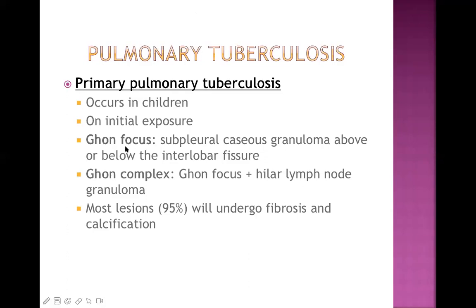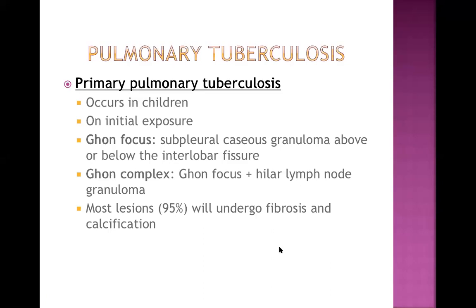The hallmarks of primary pulmonary tuberculosis are known as Ghon focus or Ghon complex. Now, Ghon focus is a subpleural caseous granuloma above or below the interlobar fissure. So you can simply say a subpleural caseous granuloma inside the lung. This is called Ghon focus. And what about Ghon complex? Complex means there must be some other features together. Along with Ghon focus, if we have hilar lymphadenopathy, then it is known as Ghon complex.